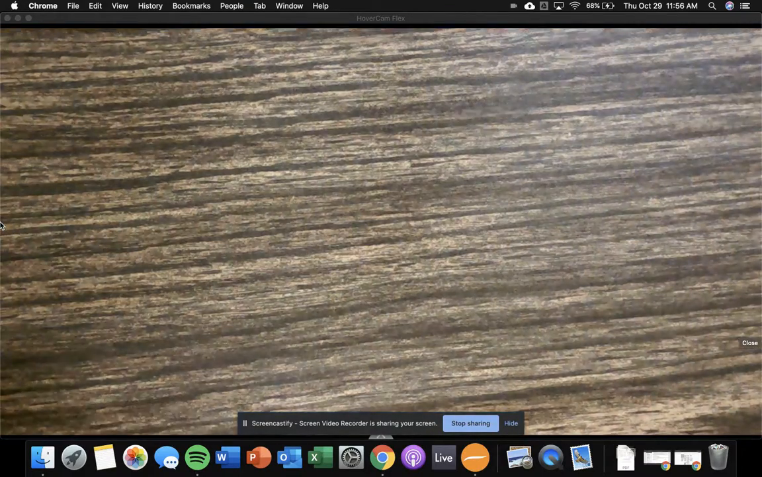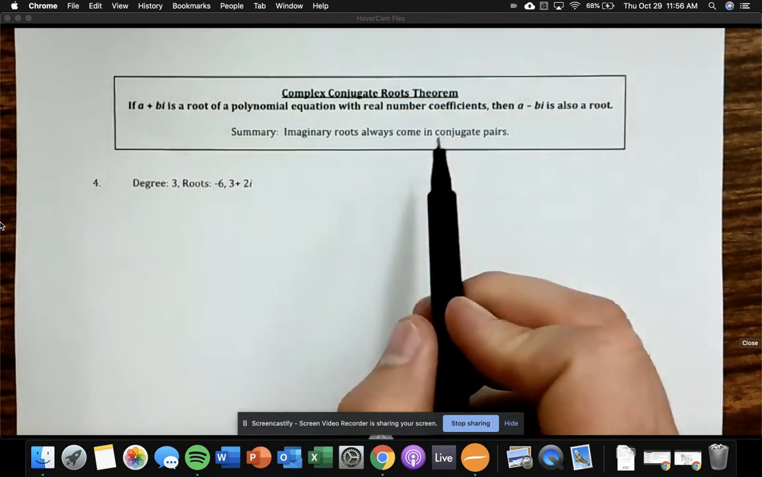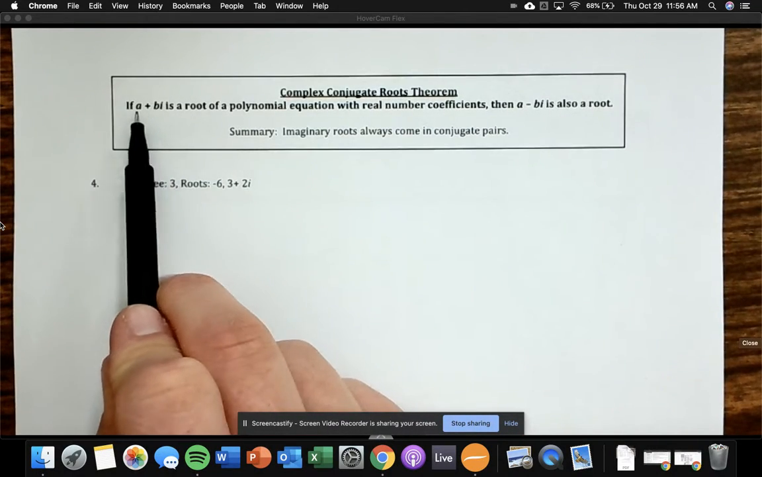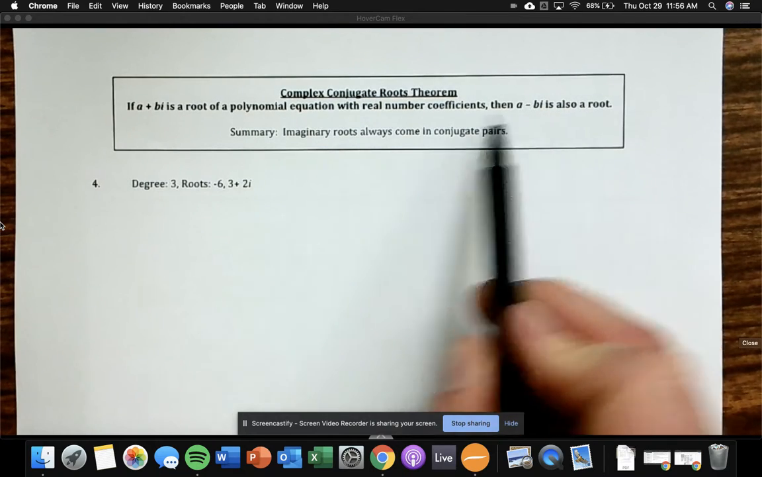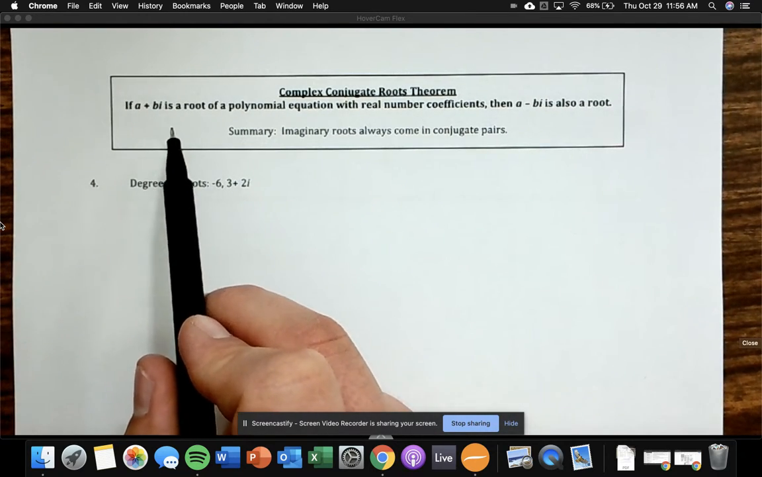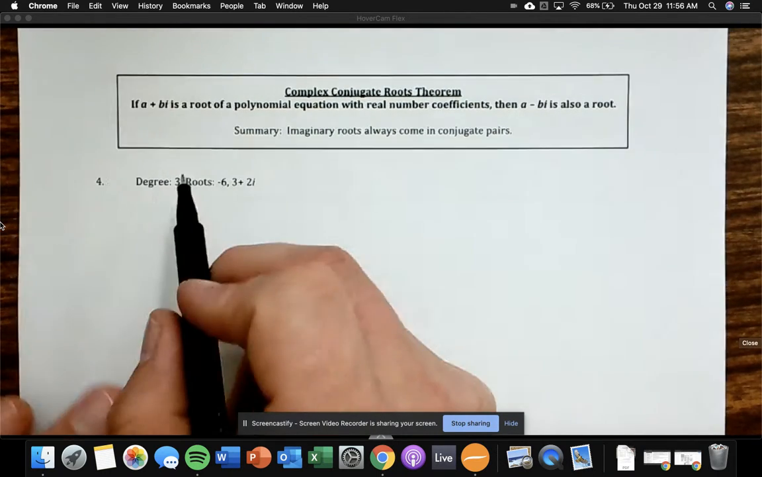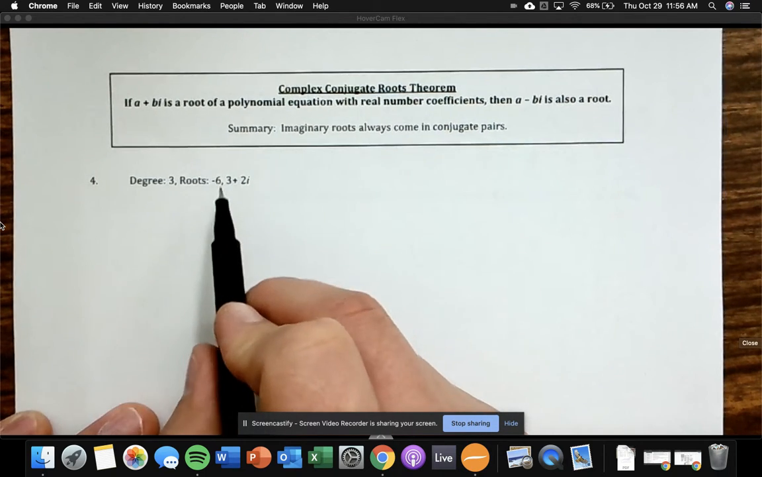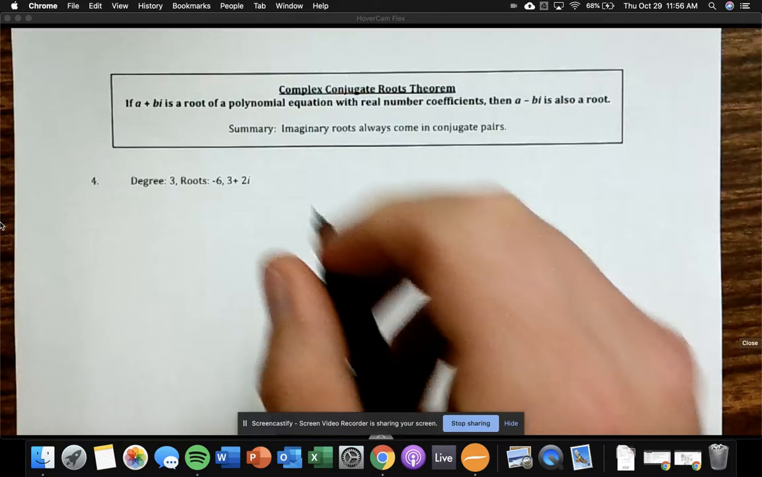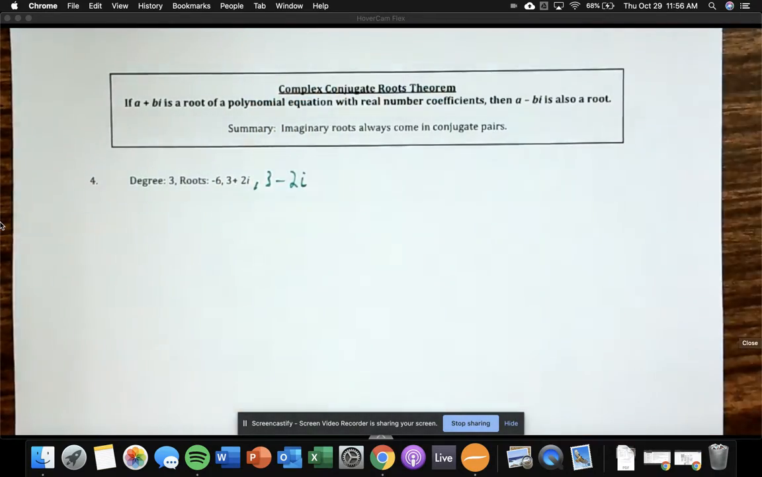Last problem, number 4. So the complex conjugate root theorem. It's really similar to the theorem we just looked at. What it's essentially saying is if we have one root that is an imaginary number, then we also have its conjugate. So if we have a plus b times i, we also have a minus b times i. All right, so number 4, we're given that the function is of degree 3, and it's got roots of negative 6 and 3 plus 2 times i. So we know it also has 3 minus 2 times i.